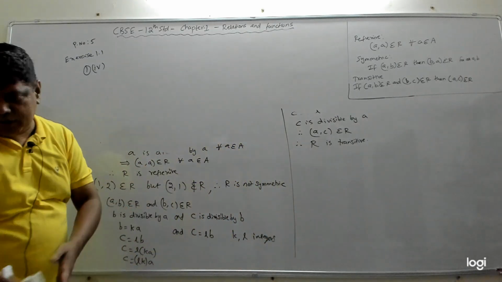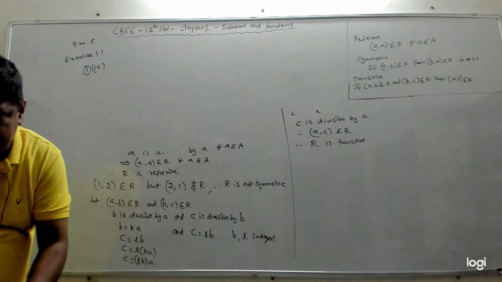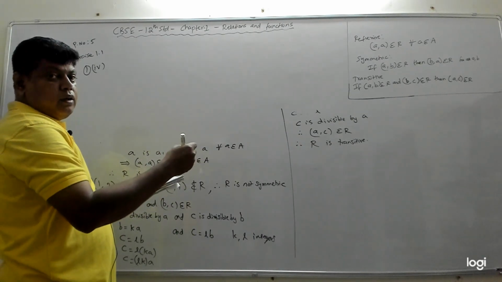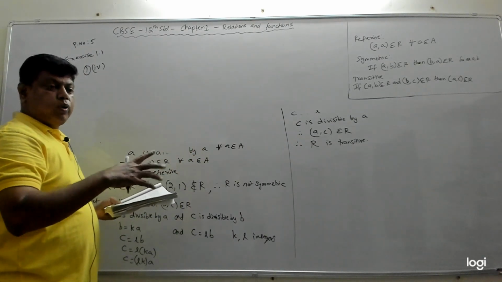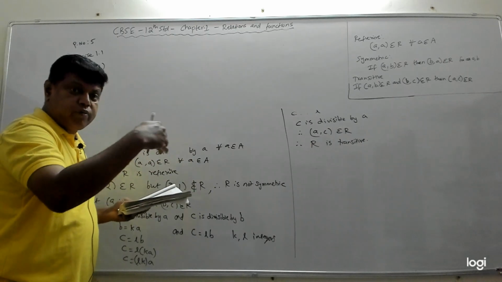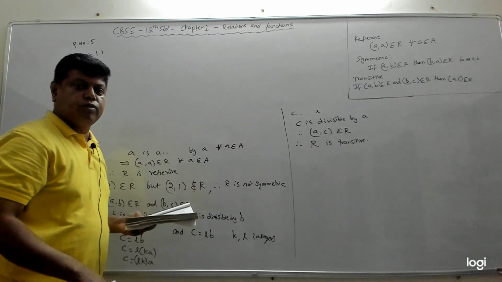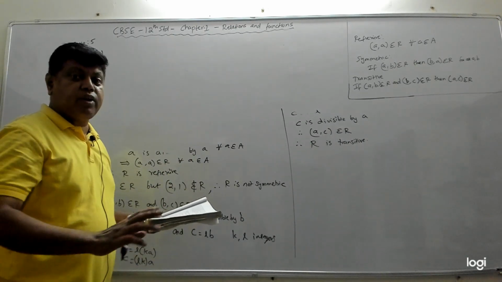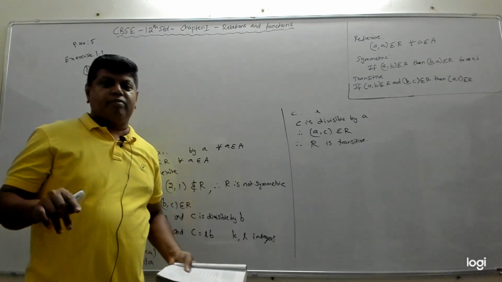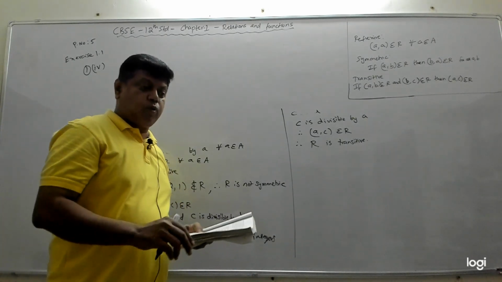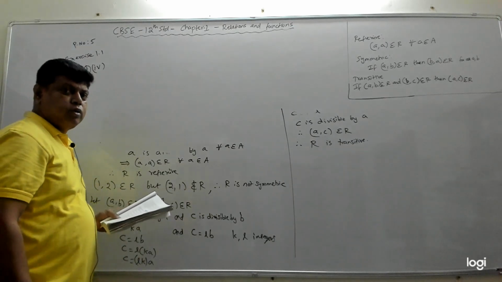So there, what is given? Let's write what is given. Always it is good to write what is given in the question and then what we have to prove. Once you understand what is given and what we are supposed to prove, solving the problem is easy. Understanding the problem is difficult. Once you understand the problem, it is easy to solve it.